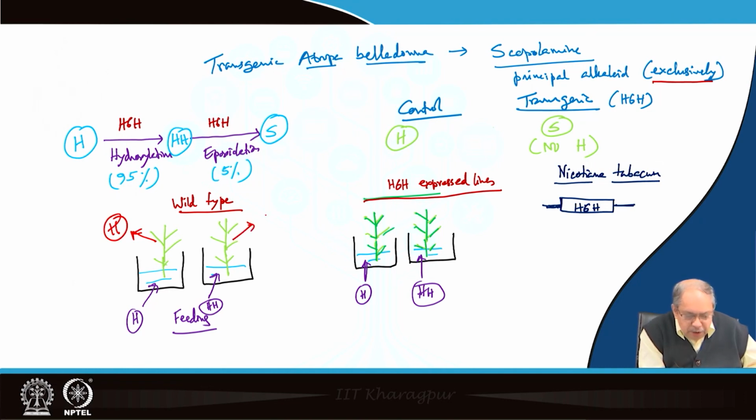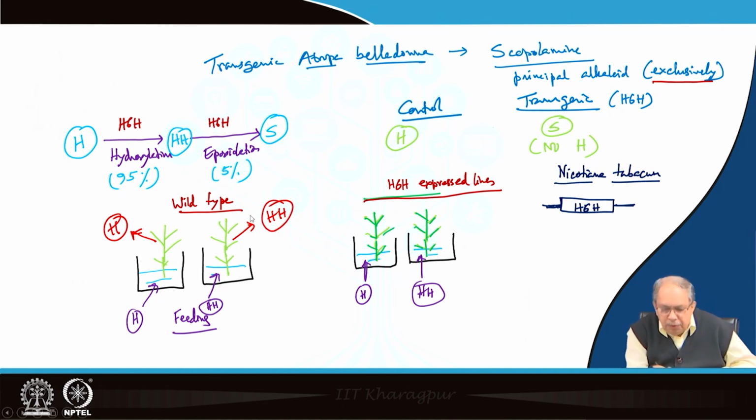Similarly, this one upon analysis you will find only hydroxyhyoscyamin. Now, if you take the H6H express lines, here there is also no substrate, but the gene is there and the enzyme is functioning. So, here if you feed hyoscyamin and if your H6H is functioning, then what will happen? Here you can see HH as well as scopolamine, if both are functioning, and when you are feeding HH.